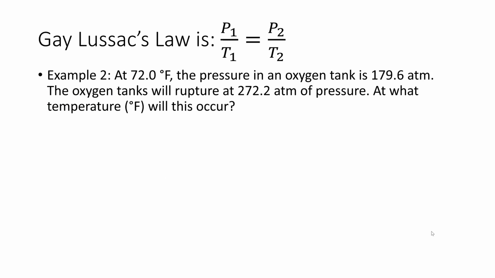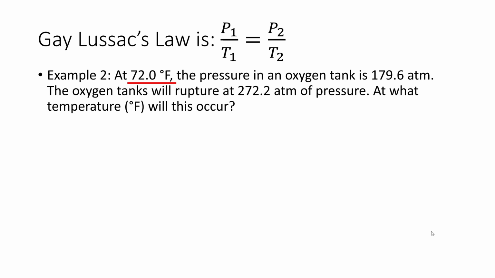Let's do another example. In this example, it says, at 72.0 degrees Fahrenheit, the pressure in an oxygen tank is 179.6 atmospheres. The oxygen tanks will rupture if they reach 272.2 atmospheres of pressure. At what temperature will that occur? So let's remember, if we think back to our steps on how to solve a word problem, the first thing that we're going to do is pull out all of our information and variables from the problem.